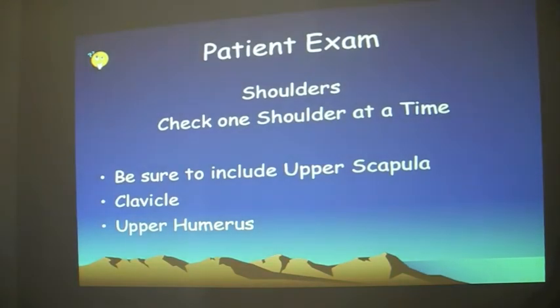Next we go to the shoulders. Check one shoulder at a time. Be sure to include the upper scapula. So you're going to put your hands front and back of the collarbone. You're going to press. You're going to check for stability. The clavicle is one of the most injured bones in the body. Feel of it. Make sure that it's not hurting. The upper humerus, same thing for stability. You encircle the humerus. Push, pull on it gently. See if there's any kind of response.